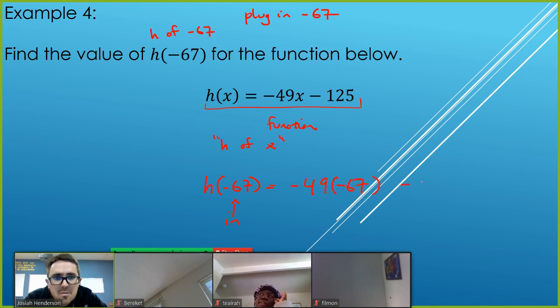Big numbers. I don't know what all these are by heart, so I'm going to use my calculator. -49 times -67. Negative times a negative makes a positive. So we get 3283. 3,283 minus 125 is 3158, some gigantic, crazy sounding number. But that's it. We're all done. We did our input. We got our output.